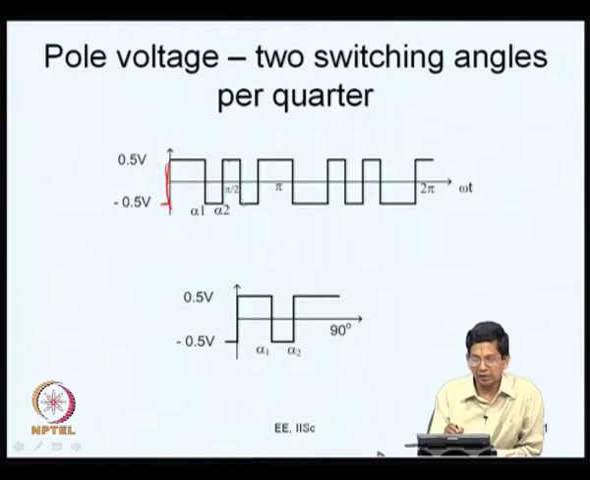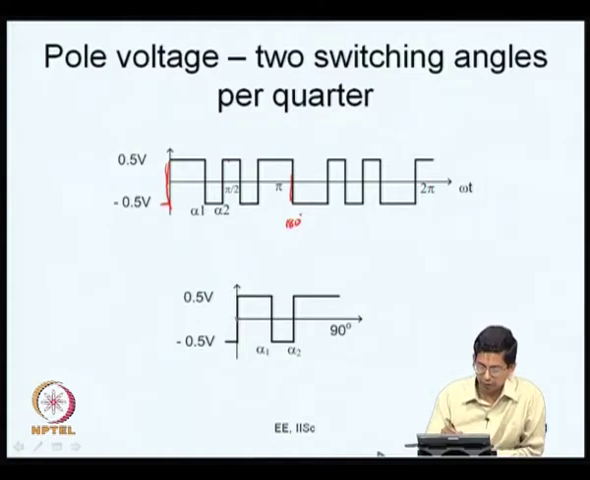Then after 90 degrees there is a switching, this is pi minus alpha 2, this is pi minus alpha 1, and then at pi it is switching back, this is pi, this is 180 degrees. So, you have half wave symmetry. Because the waveform has half wave symmetry, it is enough to consider only 1/2 of the waveform. Because the waveform has quarter wave symmetry, it is enough to consider just 1/4 of the waveform.